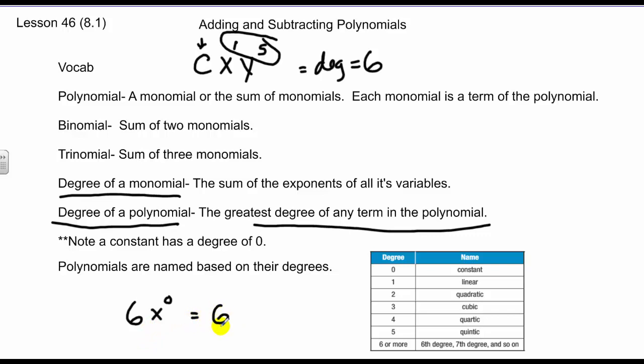We name polynomials in the following manner. If we have a degree of 0, it's called constant. A degree of 1 is called a linear polynomial. In other words, something like 3x plus 7 has a degree of 1, so that's a linear polynomial. Quadratic is a degree of 2. Cubic, degree of 3. Quartic, degree of 4. Quintic, degree of 5, and so on and so forth.